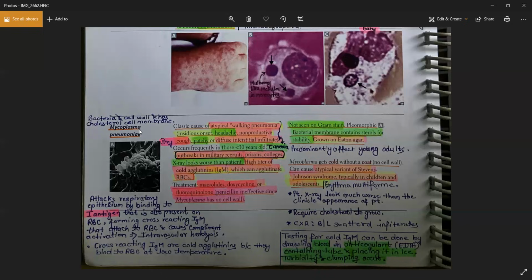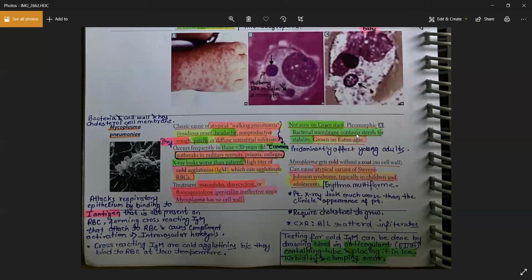One of the causes is Mycoplasma pneumoniae. Because Mycoplasma pneumoniae does not have any cell wall, you cannot give the patient penicillins, right? So you need to give alternative drugs like macrolides, doxycyclines, or fluoroquinolones, because penicillins are ineffective as it has no cell wall. Very important. And like I told you earlier, they require cholesterol for their growth, so you grow them on Eaton agar, and Eaton agar is rich in cholesterol.